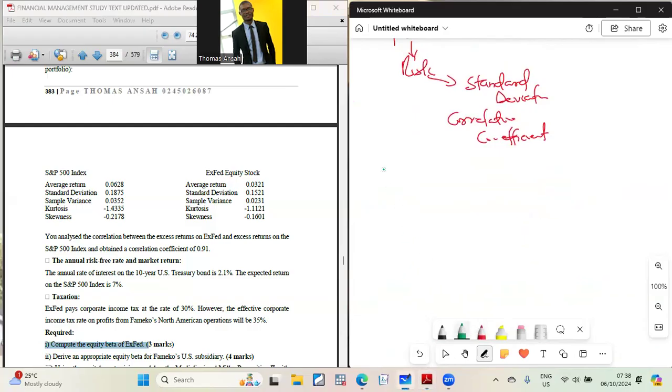Like I said, since we have the correlation coefficient, beta E is given by the standard deviation of XFED, which we have been given as the risk, over the standard deviation of the entire market, multiplied by the correlation coefficient. That is how we find the beta, the risk.